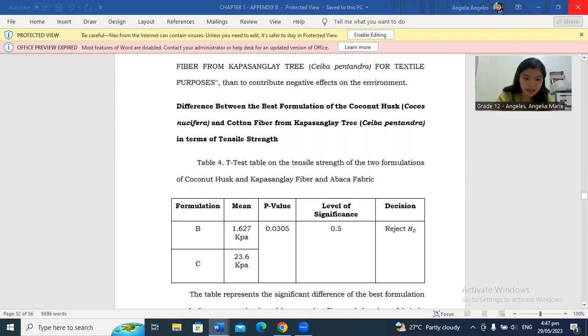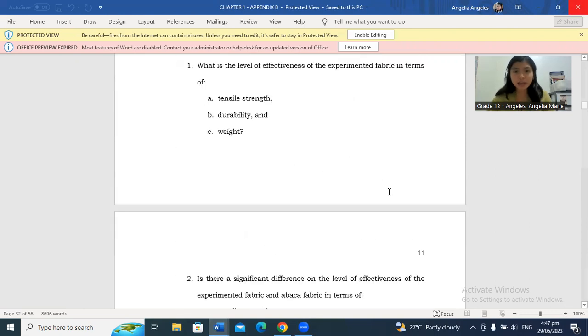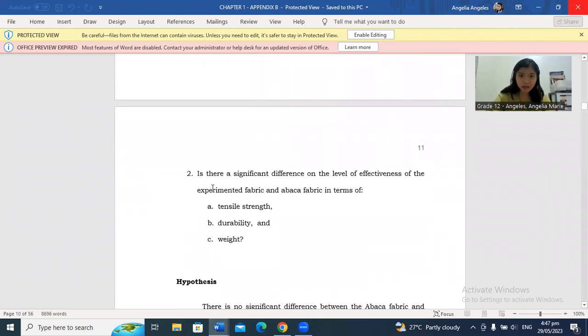Balikan natin. I-search ko na lang. State 5. Ito na yun. Ba't ayaw lumabas? Control F. I-scroll ko na lang. Ayan. This is the SOP number 2.